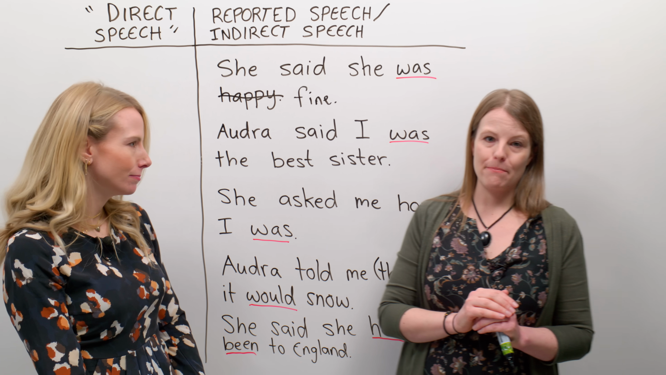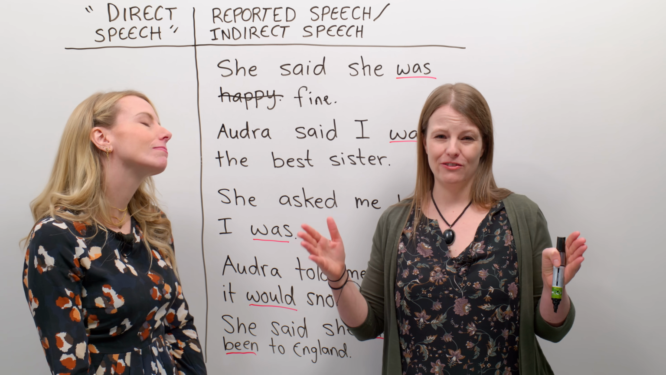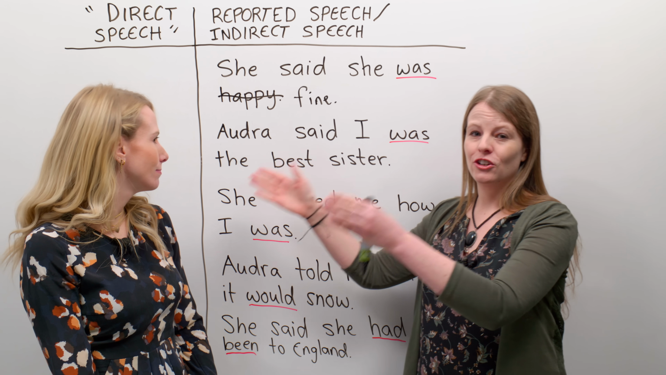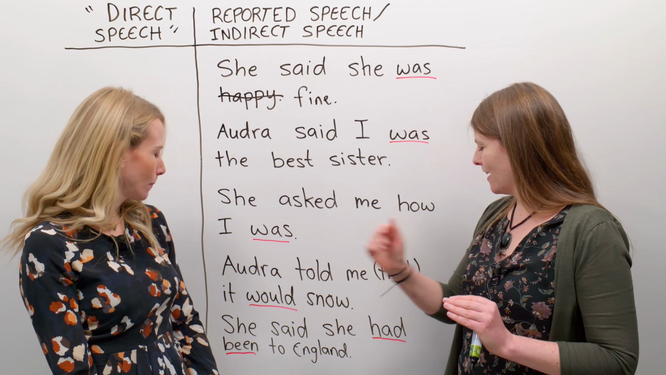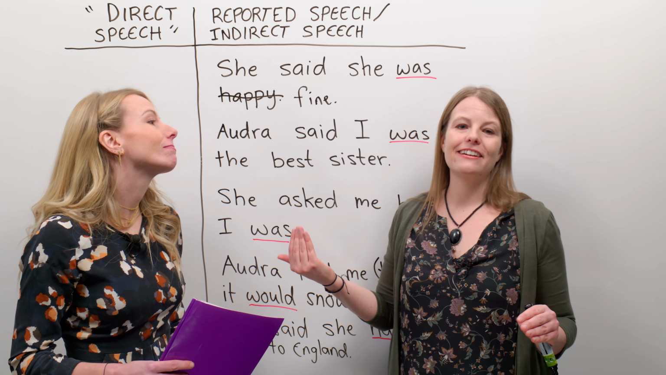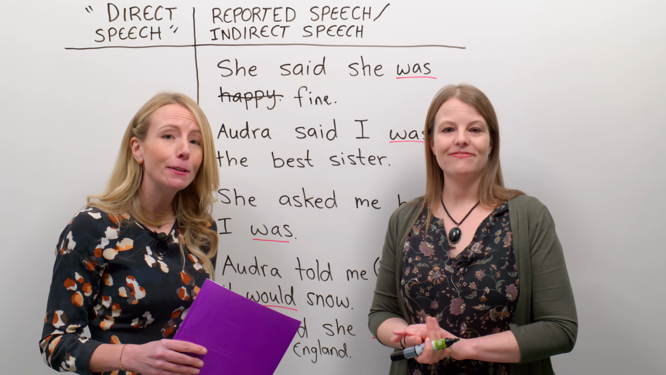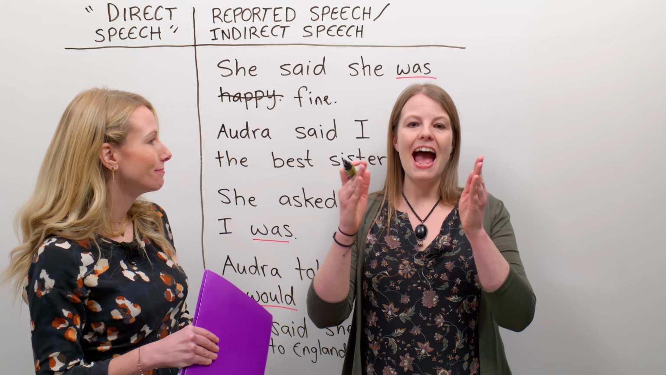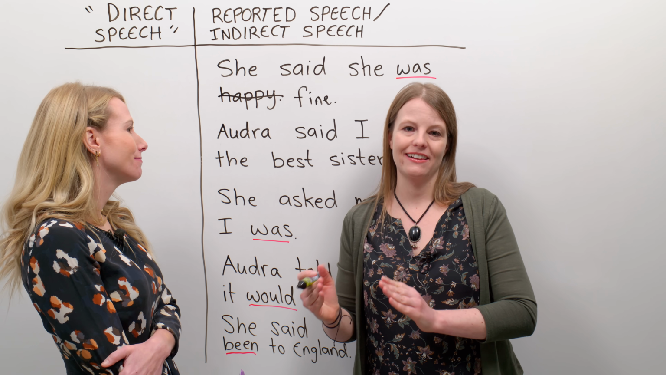Let's look at one more example. And the main point I want you to realize here is that the verbs change from Audra's speech to reported speech. Okay, Audra, have you ever been to England? I have been to England. Okay, so Audra said, I have been to England.